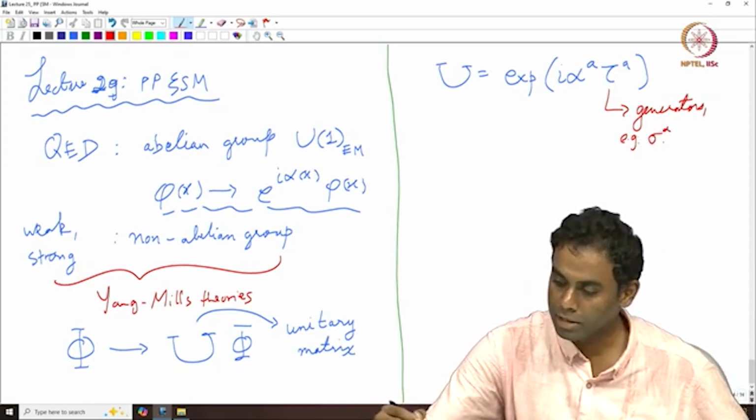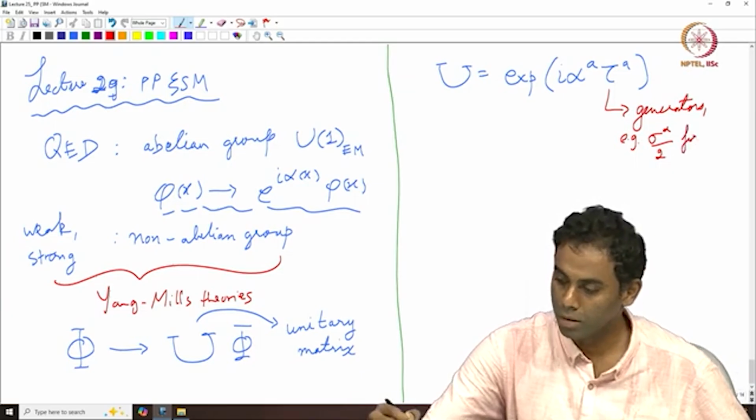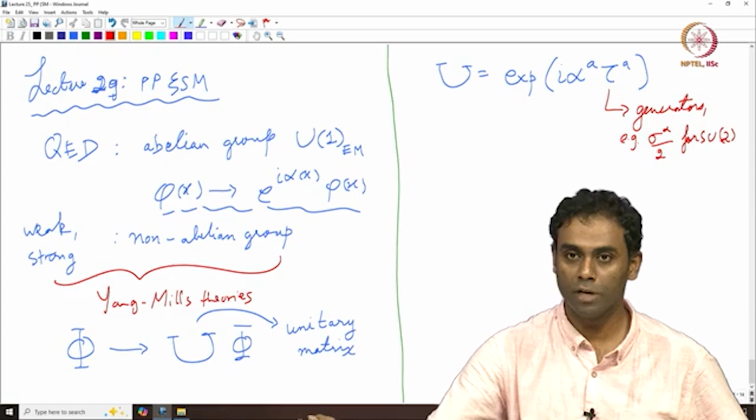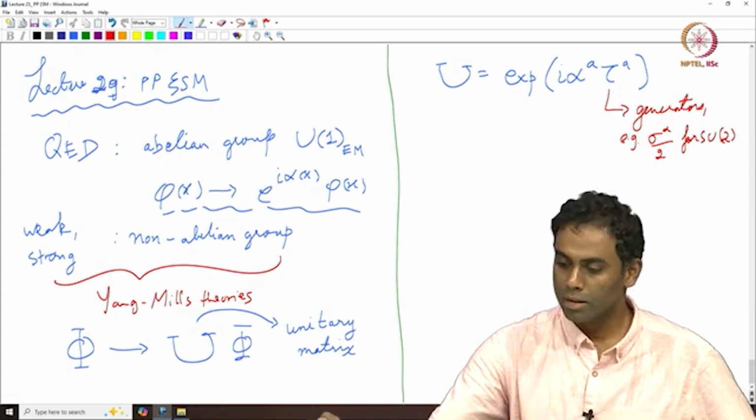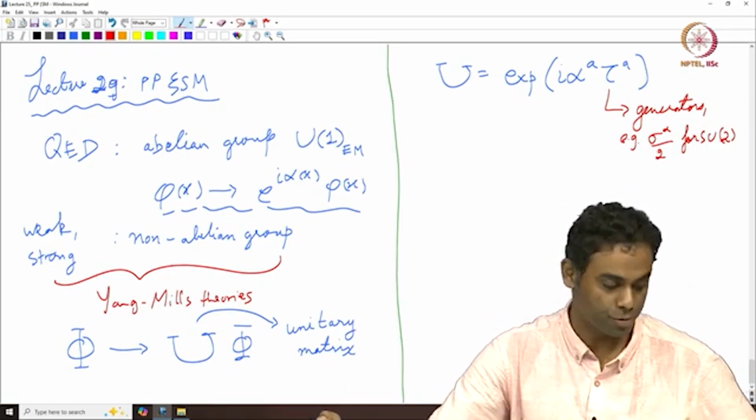It's the Pauli matrices, correct? With the factor of half. So SU2, the group that we see everywhere. Never forget, whenever you are stuck with these things, always go back to SU2.